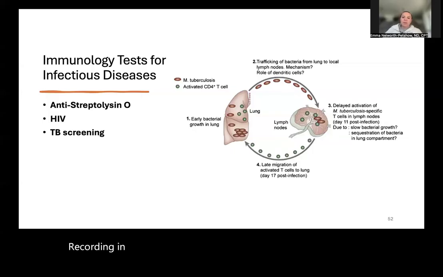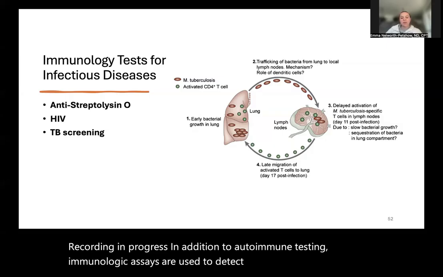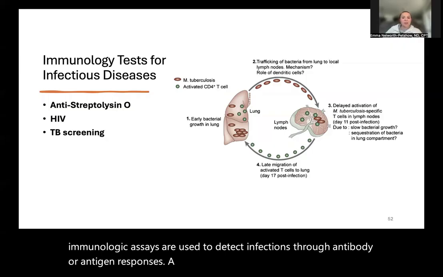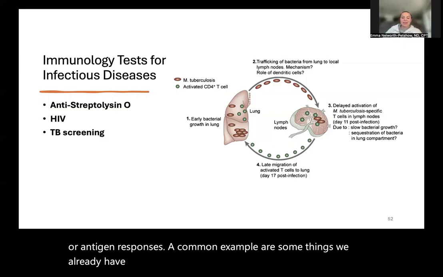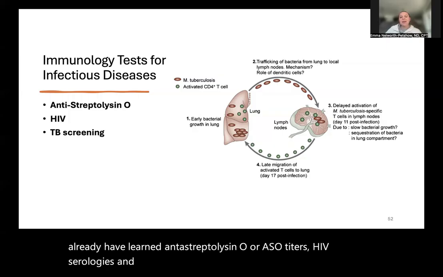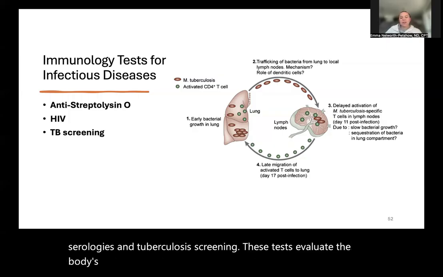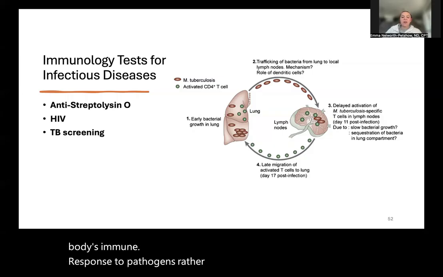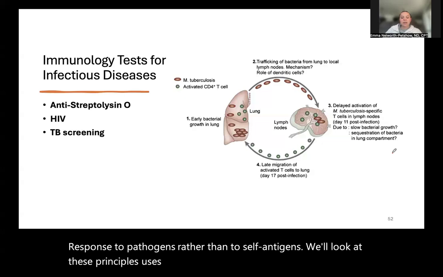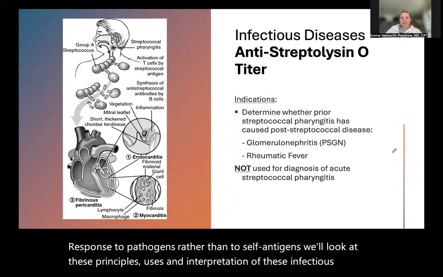In addition to autoimmune testing, immunologic assays are used to detect infections through antibody or antigen responses. A common example are some things we already have learned: anti-streptolysin O or ASO titers, HIV serologies, and tuberculosis screening. These tests evaluate the body's immune response to pathogens rather than to self-antigens. We'll look at the principles, uses, and interpretation of these infectious disease assays next.